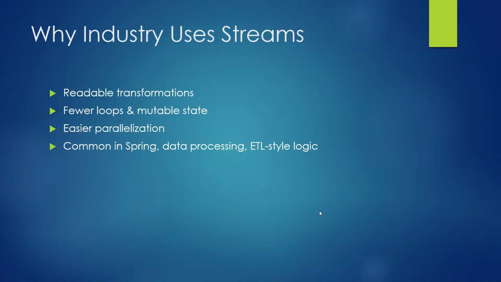Why does industry use streams? For readable transformations, so when you read the code, you can kind of tell what's going on. Fewer loops and mutable state, and easier parallelization, so it's easier to run things in parallel. And it's pretty common to use streams in Spring Data and data processing.